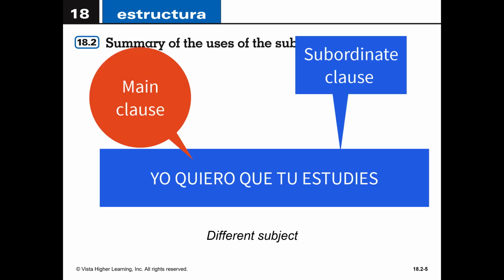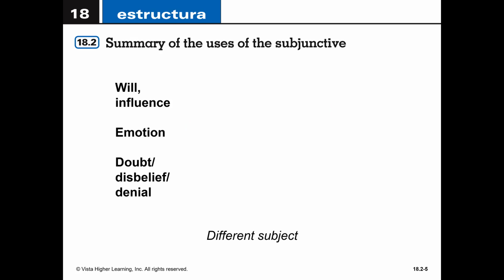For example, yo quiero que tú estudies. Yo quiero, that's the main clause. Que tú estudies, that is in the subjunctive, because I'm trying to influence you.